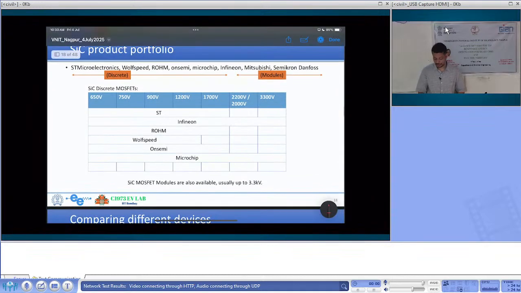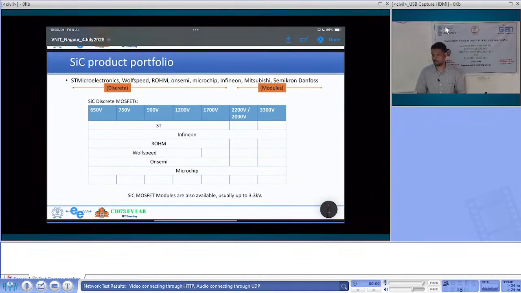These are some of the companies who make silicon carbide products, right? ST Microelectronics, Wolfspeed, Rohm, onsemi, Microchip, Infineon, Mitsubishi, and Semicron, which has recently been acquired by Danfoss. So it's now Semicron Danfoss, right? Power devices are available both as discrete units as well as modules, right?